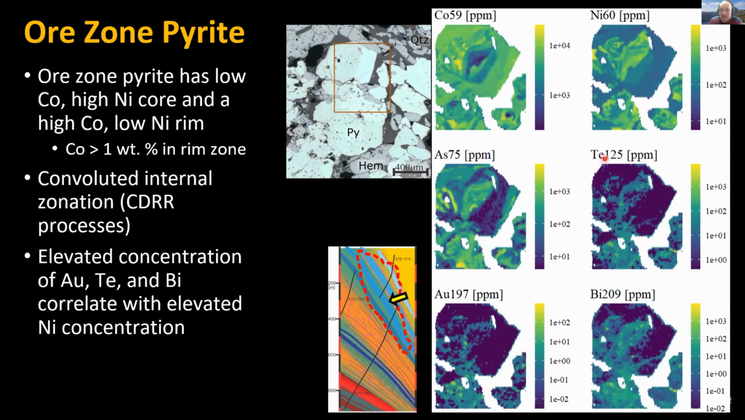And the laser images reveal relatively complex zonation in the pyrite, with dissolution and precipitation structures as well.